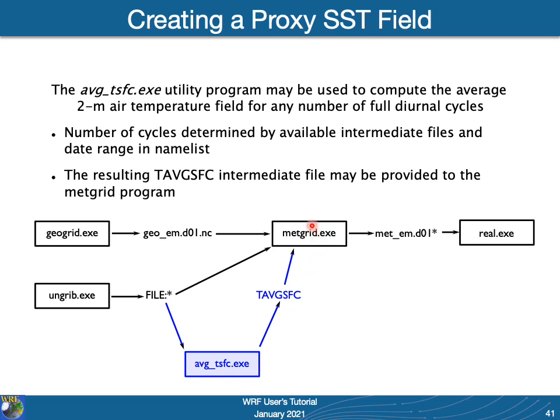Running the METGRID program, we can horizontally interpolate not only all of the fields in these intermediate files produced by ungrib onto our model domains, but we can also horizontally interpolate the TAVGSFC field onto our model domains. And this interpolated field is written along with all of the other interpolated fields into the METGRID output. As we said earlier, newer versions of the real program are able to selectively substitute this field for the skin temperature and SST fields only over inland water body points.